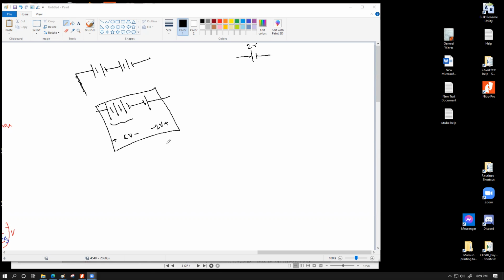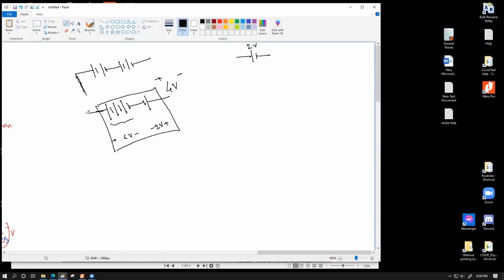My bad. So in this case, this smaller cell is connected in opposite polarity to this bigger battery. So it will be overpowered by this one's EMF and make this whole thing work as a 4 volt battery, positive on the left, negative on the right.